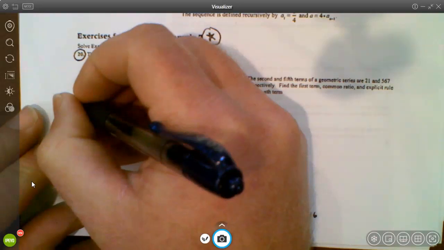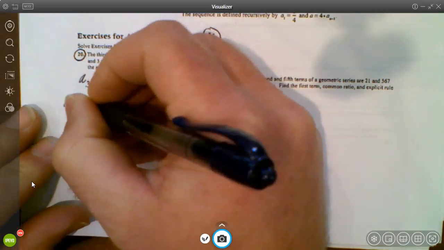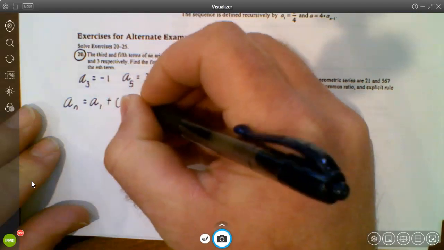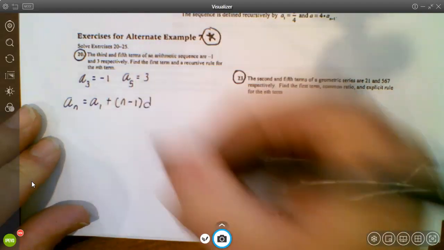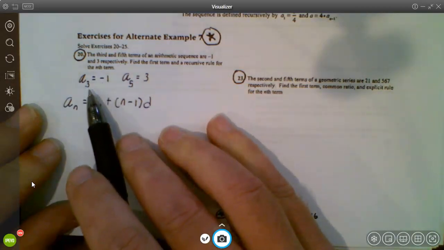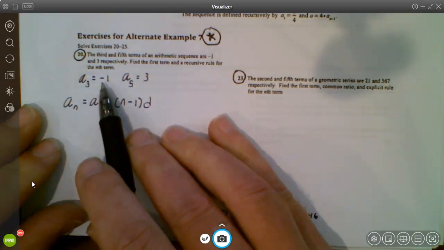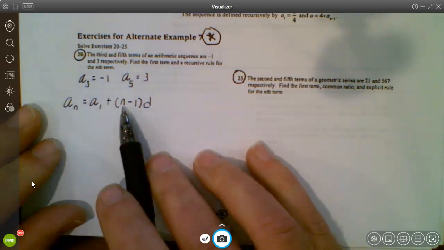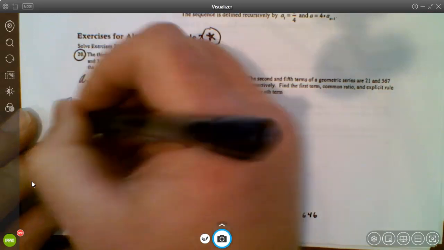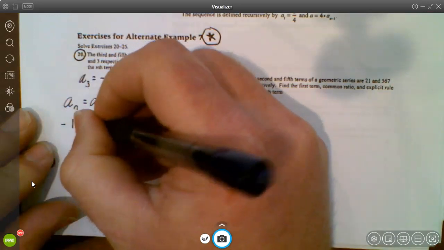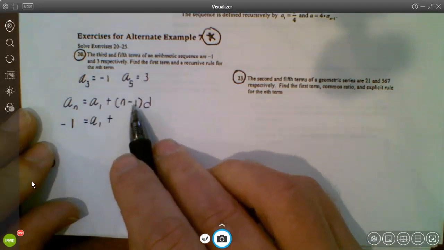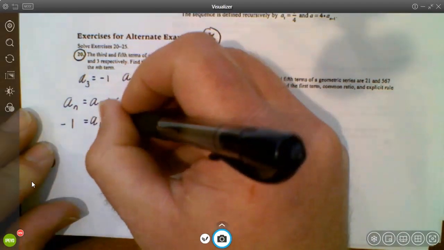So if you consider the formula for arithmetics, it looks like this. To write my first equation, I'm going to use this information. If my third term is -1, that means when n is 3, my value is -1. So let me put those in. If I have a 3 right there, obviously 3 minus 1 is 2. So I'm going to write that as 2d.